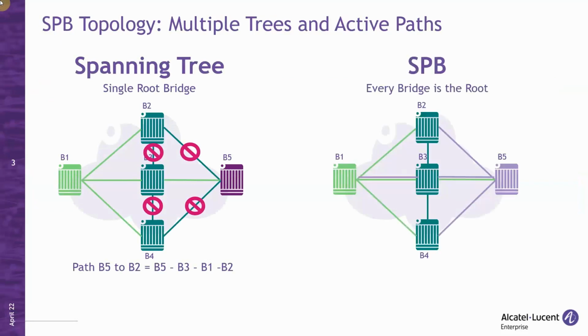In contrast, when using SPB, no link is disabled. Each node is the root of its own tree. Nodes B2 and B5 can simply communicate over the direct single-hop path, while at the same time they can communicate with other nodes over different paths, for example, between B4 and B5. SPB support for multiple trees and multiple active paths unlocks utilization of bandwidth in optimal paths that would otherwise be wasted, increasing throughput and reducing latency.